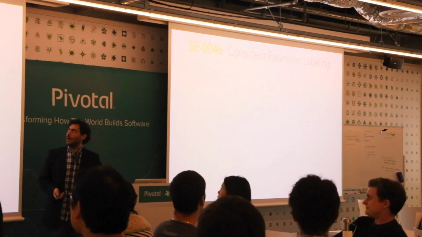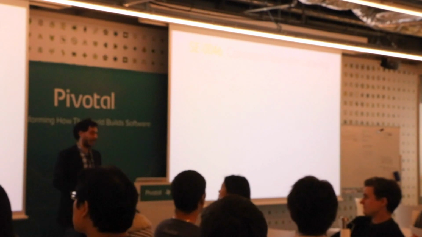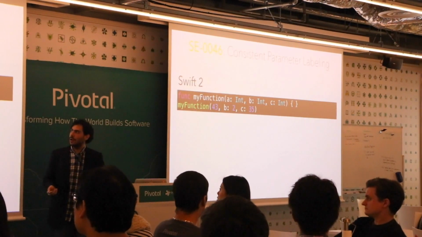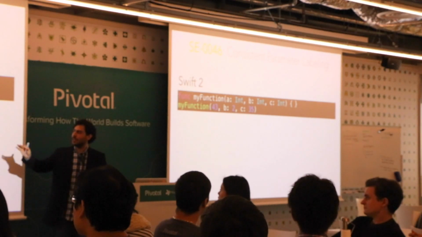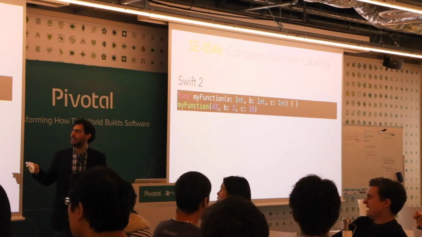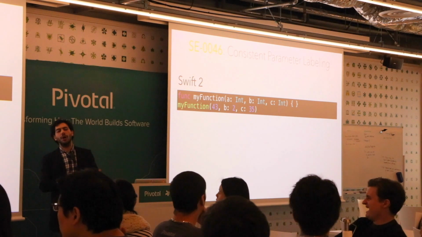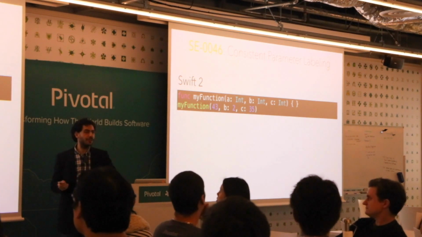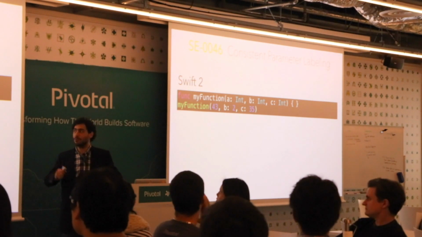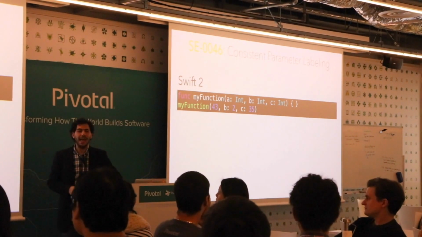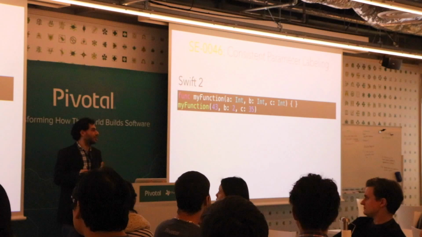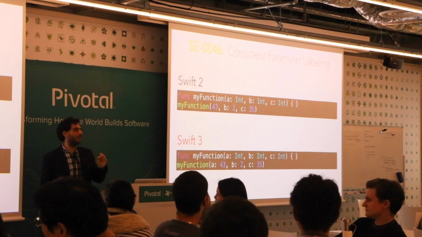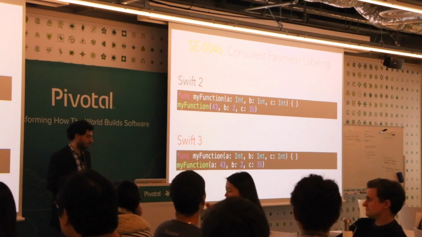First of all, consistent parameter labeling. What is that? Well, in Swift 2, you had the definition of the function with labels A, B, C. But a carry-on from Objective-C is that it is not necessary to mention the label of the first parameter. And that, right now, is not very consistent. So in Swift 3, they actually tell you, okay, if there's a label, you get to mention it. Consistent.